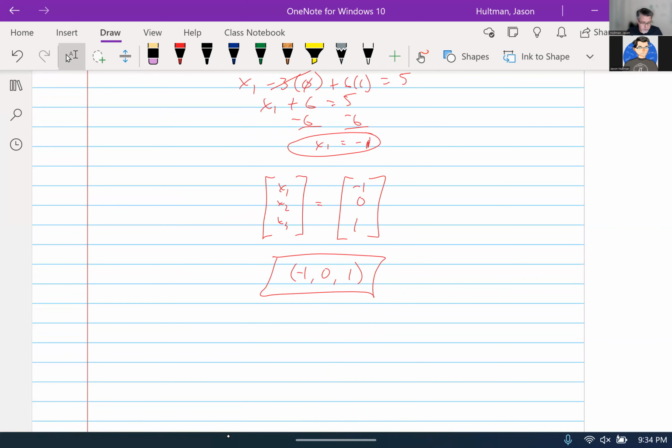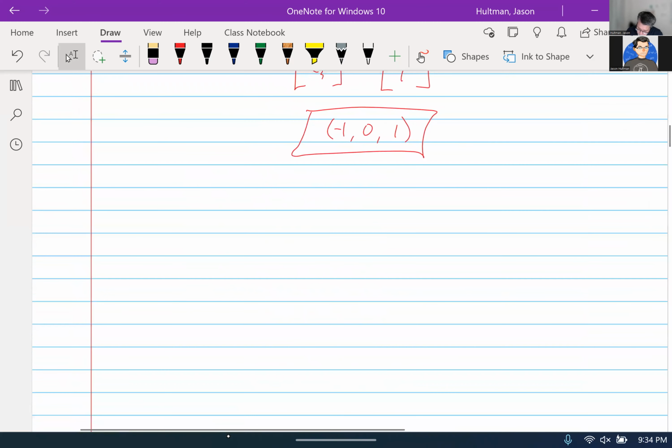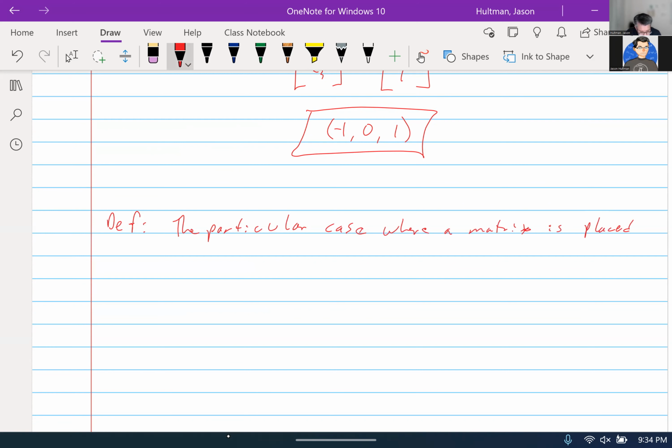Okay, let's cover some more definitions here. Definition: The particular case where a matrix is placed into reduced row echelon form is called Gauss-Jordan elimination.